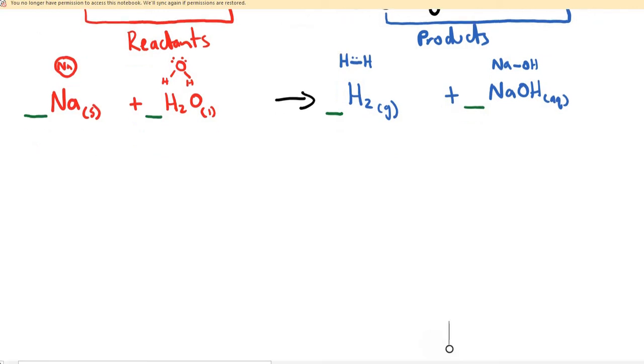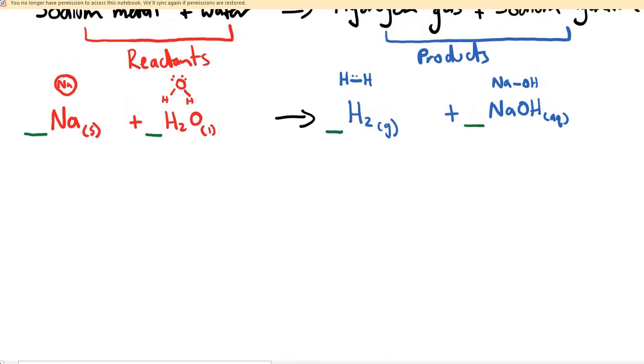We can't change those little numbers there. They are locked in. That is what they are. They cannot be changed. That would change the structure or the identity of the molecule or the ionic compound, and we can't do that. So the only way that we can balance equations is by saying that we need more of a particular molecule.